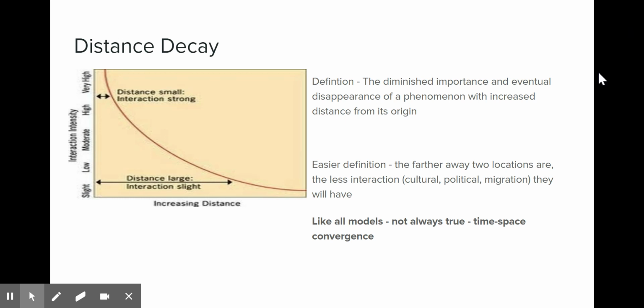All right, so we have learned about absolute distance, relative distance, and distance decay. So that tells us a little bit about how we think about the relationship between two places or two distances.